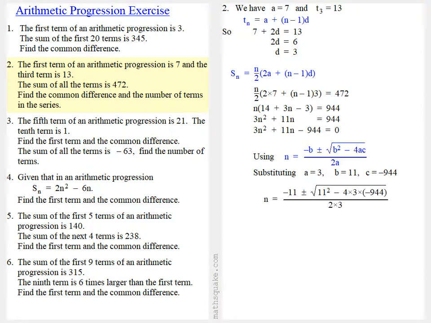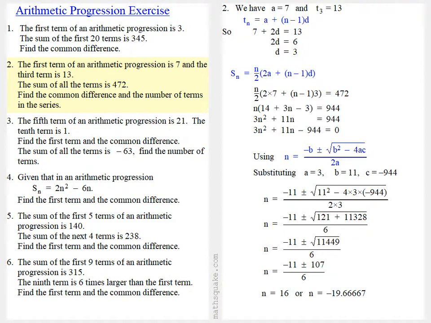Well, if we substitute those numbers in and then simplify, we get n is equal to minus 11 plus or minus the square root of 11,449 all over 6, or n is equal to minus 11 plus or minus 107 all over 6. So n is equal to 16, or n is equal to minus 19.66 recurring. Well, the number of terms must be positive, and so n must be 16. So we have the common difference is 3, and the number of terms is 16.